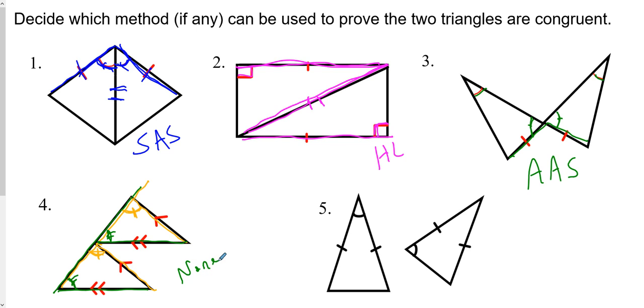And then the last one, we see here on the left triangle, they gave us two sides and the included angle. So for this triangle, we would have SAS. But in this second triangle, they tried to trick us. They gave us two sides and the non-included angle. So this would be SSA. So this is also none, because those two triangles would not be congruent.